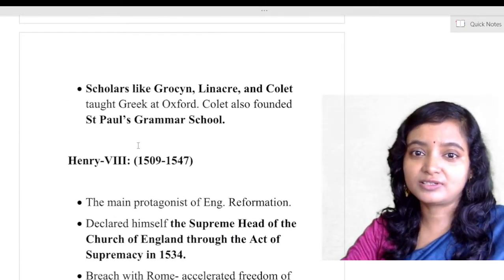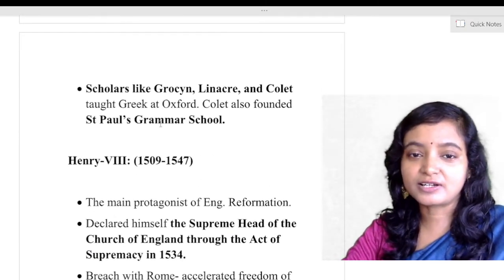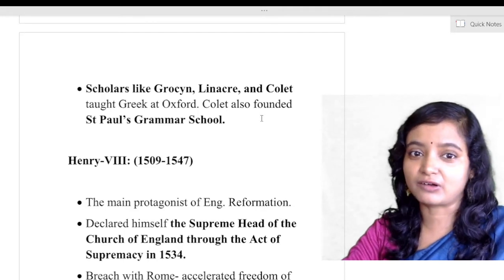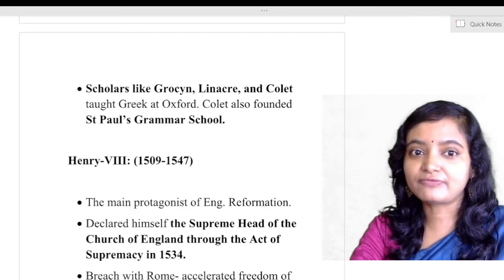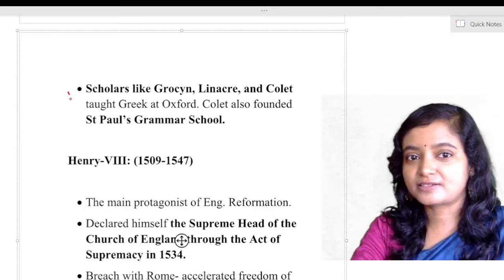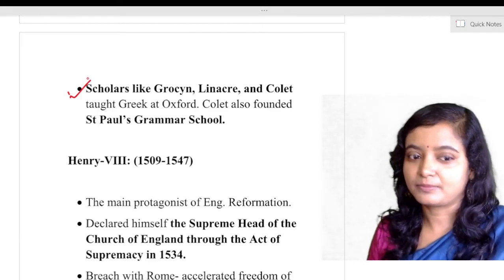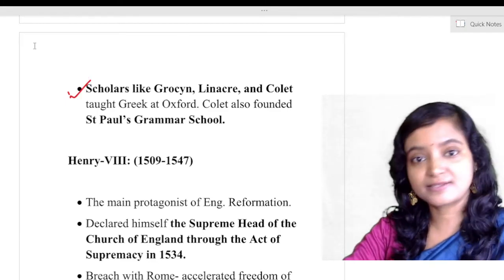Scholars like Grocyn, Linacre and Colet taught Greek at Oxford. Colet also founded St. Paul's Grammar School. So we find that all the Renaissance spirit and Renaissance activities were backed and patronized by Henry-VII.